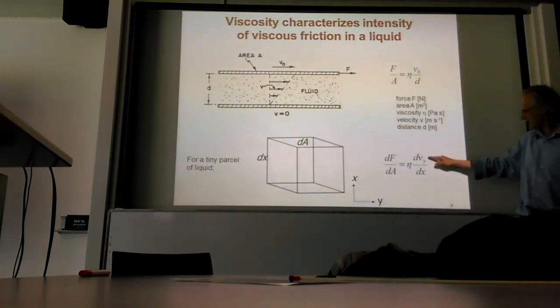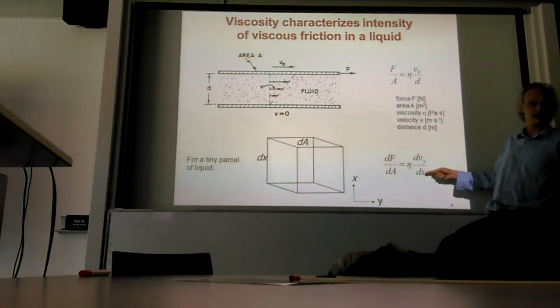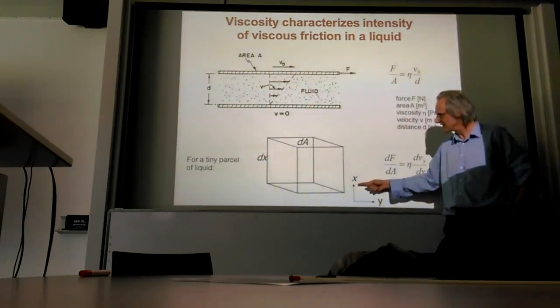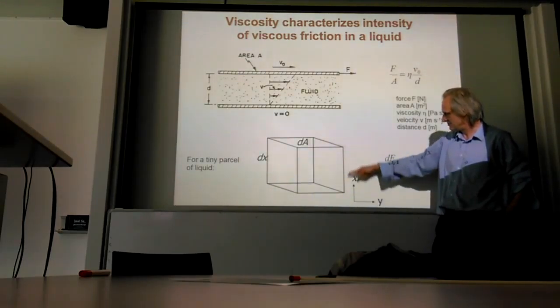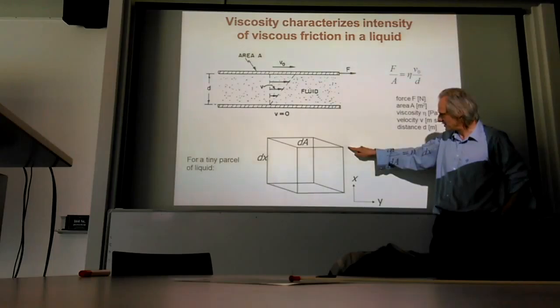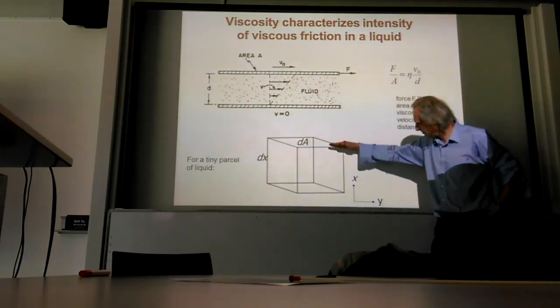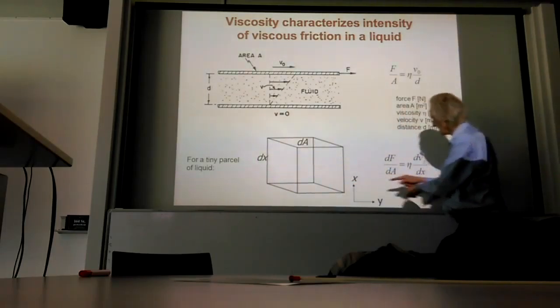So it's a change in velocity in that direction over that direction. Here I have a velocity 0, for example. Here I have a velocity v. So it's a change of this velocity in that direction over that direction. Okay.